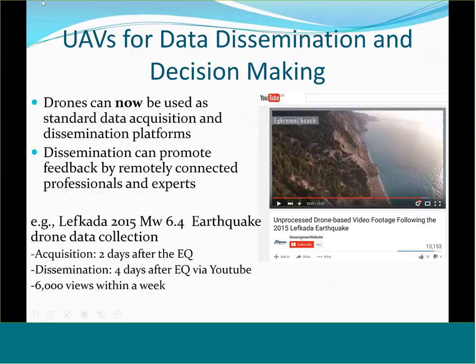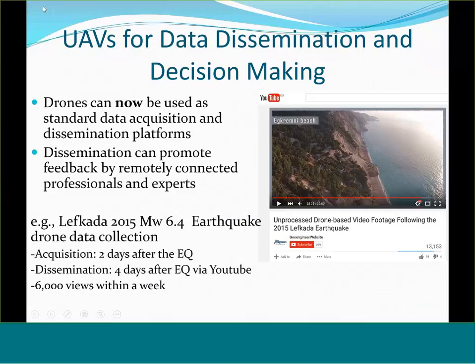The next slide. And finally, UAVs are already excellent data dissemination techniques. They can be used for disseminating data that they just collected. The advantage is that if you can disseminate the data in an expedited manner, you can have remotely connected professionals and experts who will review the data and can provide feedback.